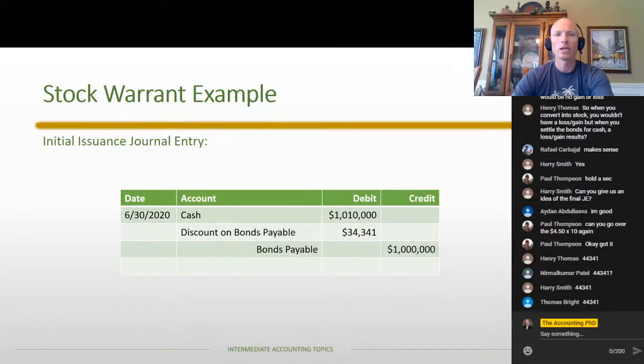And by the way, anytime you have a journal entry, hopefully the bonds payable part of the journal entry is something that you're familiar with at this point. And so as long as you get that right and the cash right, you have a better chance of getting the rest of it right.